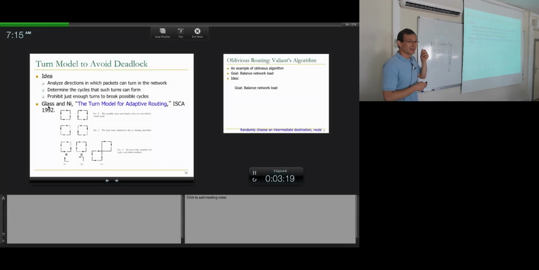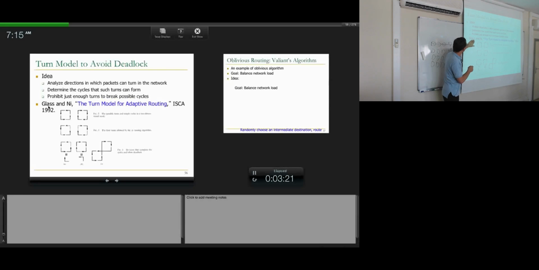And this paper that appeared in ISCA in 1992 actually introduced a turn model to avoid deadlock. How do you design these routing algorithms to be deadlock-free? Basically, any routing algorithm can be analyzed in the way packets can turn in the network. Like, how do they change? How do they go from X through Y, or Y through X? Or what kind of turns do you have? And you can determine the cycles that such turns can form for a given routing algorithm. And you can prohibit just enough turns to break possible cycles.